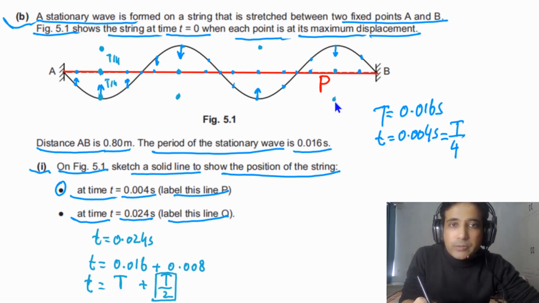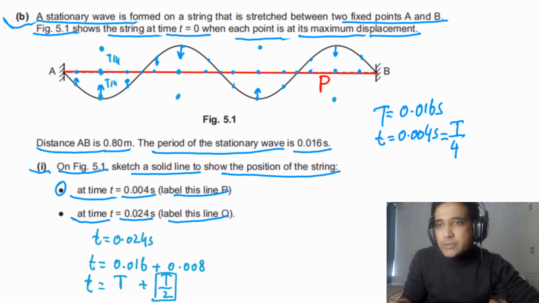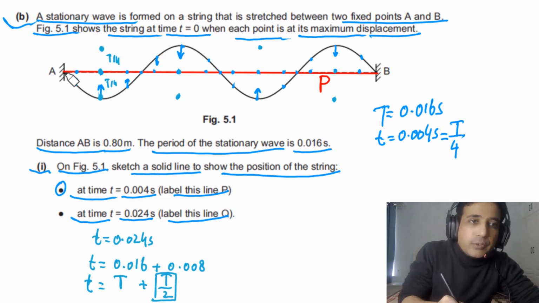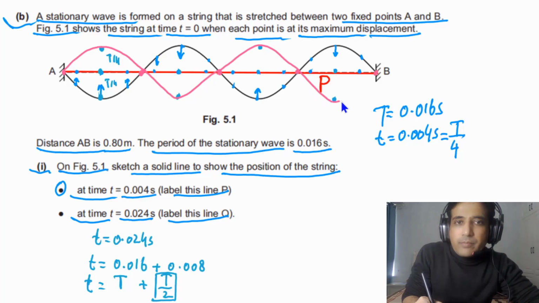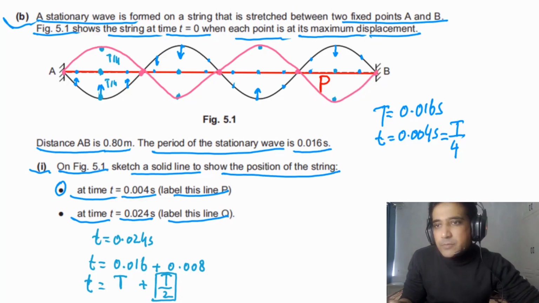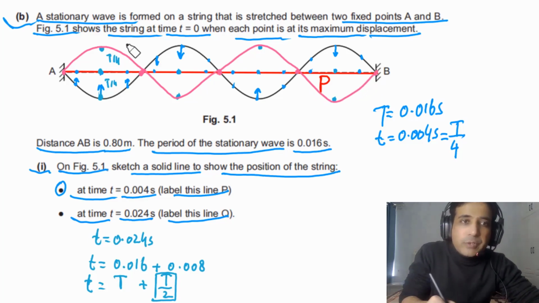Now we simply need to connect these points, and to connect these points we will use pink color. The particle here will just stay here. The particle here is at the node. This particle will not move. This particle will not move. This particle will not move because its displacement is 0. So we simply need to connect these. We can connect like this. So this is what you need to draw. And this wave is Q. So we will say this one is Q. This is how you need to label.